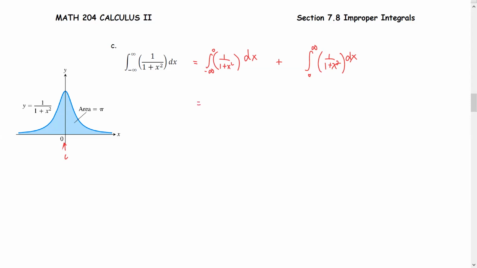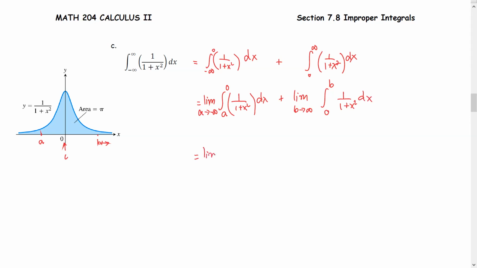And then for the first one, introduce the notation a as a lower limit. So from a to 0, take the limit as a approaches negative infinity of 1 over 1 plus x squared with respect to x. For the second integral, introduce the notation b and take the limit as b approaches infinity, and b as the upper limit. So the integral from 0 to b, as b approaches positive infinity, of the function 1 over 1 plus x squared with respect to x.